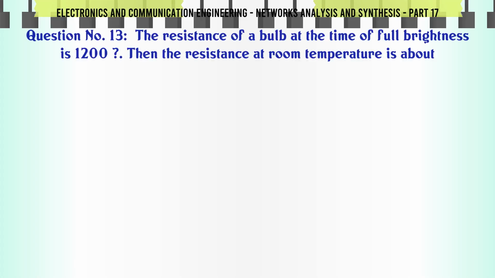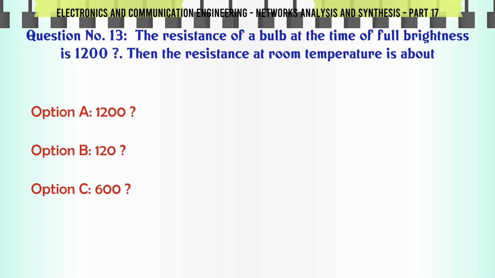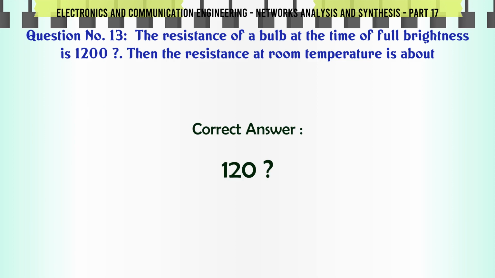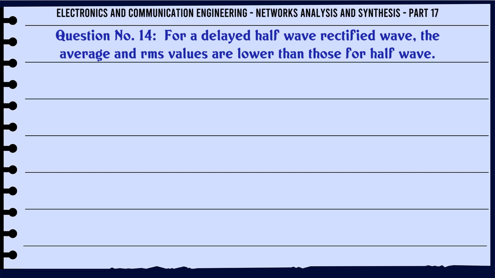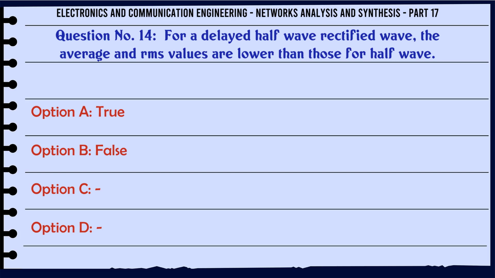The resistance of a bulb at the time of full brightness is 1200. Then the resistance at room temperature is about A. 1200, B. 120, C. 600, D. 10. The correct answer is 120.